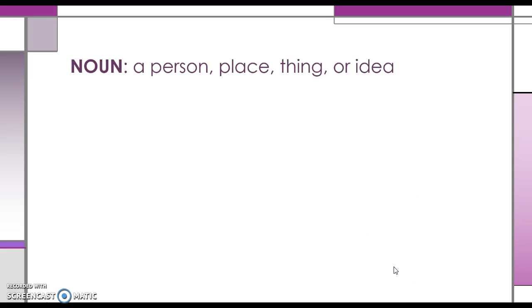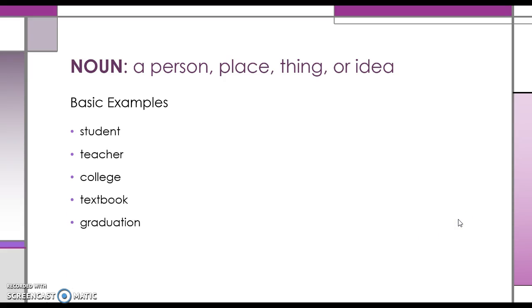So let's start with a definition of a noun. A noun is basically a word that describes a person, place, thing, or idea. So if we look at some basic examples of nouns, we have a couple here: student, teacher, college, textbook, graduation. These are all things, ideas, persons, places.